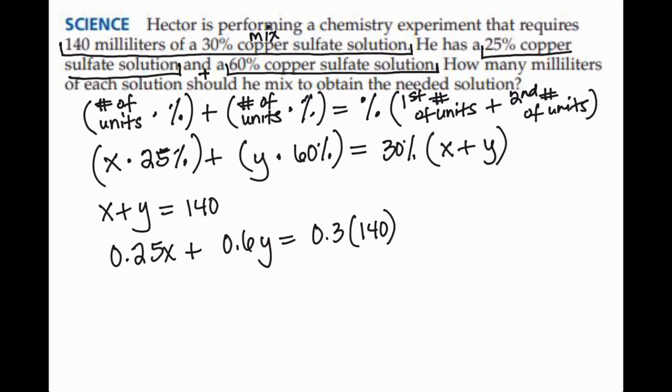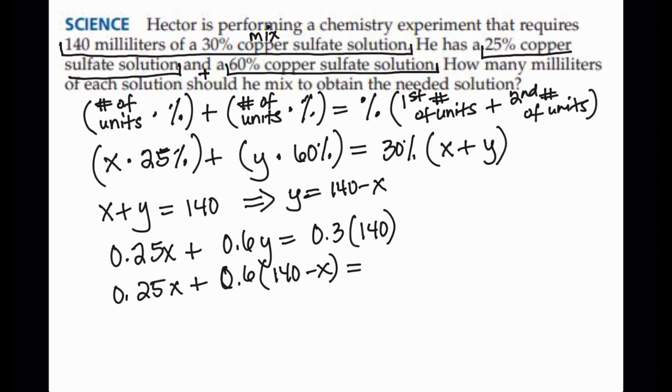So let's do substitution. I'm going to solve for y and rewrite this portion of the equation as y equals 140 minus x. And then we're going to do substitution. So now we have 0.25x plus 0.6 times 140 minus x is equal to 42. And that's the simplified version of 0.3 times 140. Let's keep going.